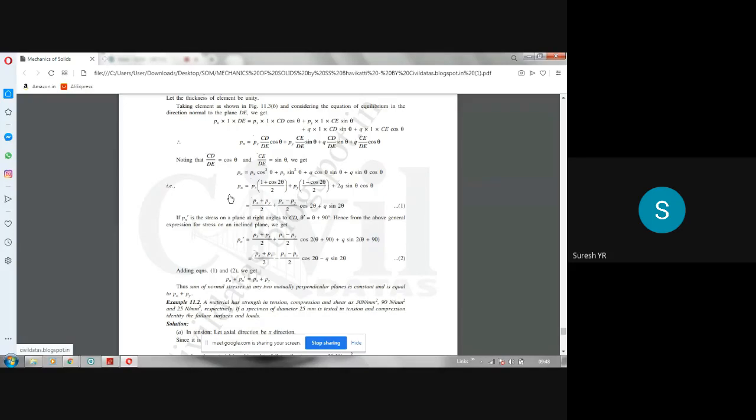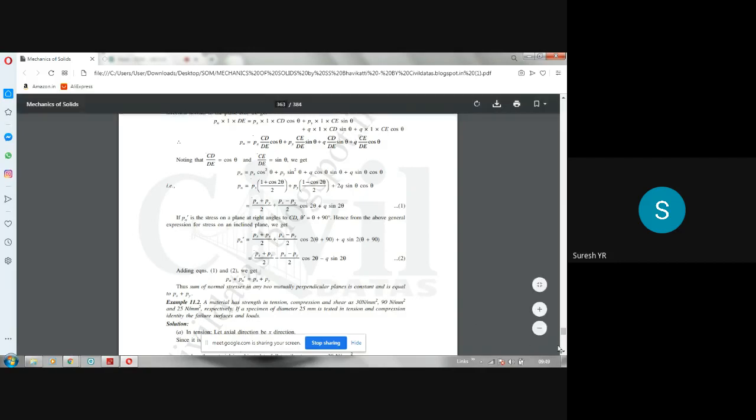What I mean to say is, if theta is equal to 0 degrees, what happens? Theta is equal to 0 means it is the vertical plane, because theta is measured from the vertical, with respect to the y-axis. So if theta is 0, it is the vertical plane only. So if you put theta equal to 0 here, what happens? This becomes cos 0, this becomes sin 0. Cos 0 is 1. So it becomes Px minus Py by 2 only, whereas this term becomes 0.